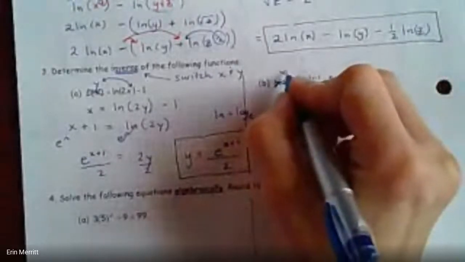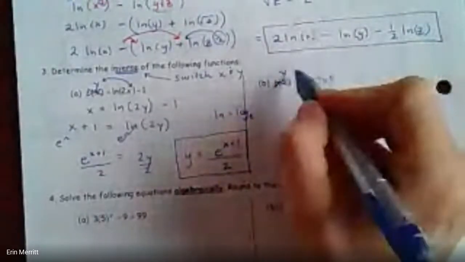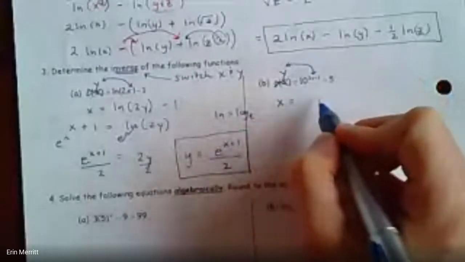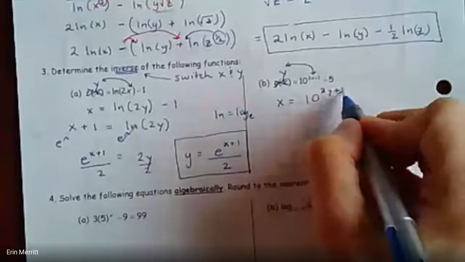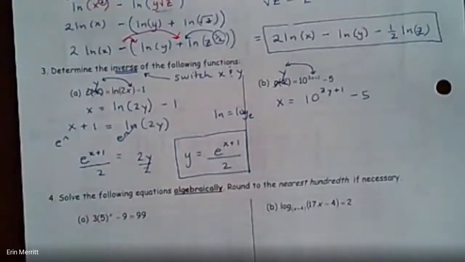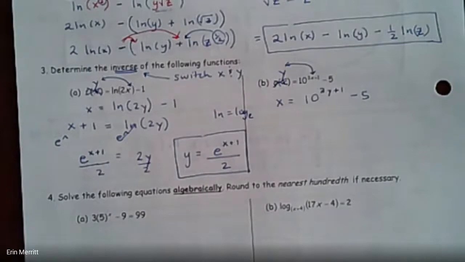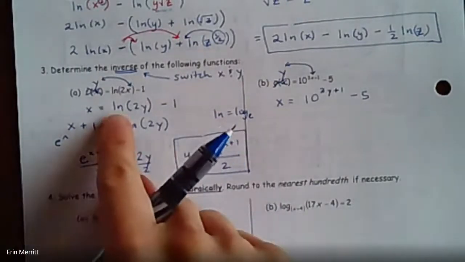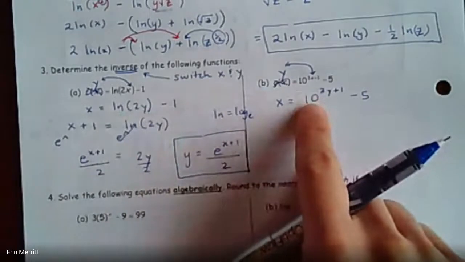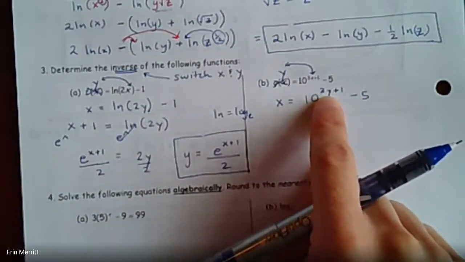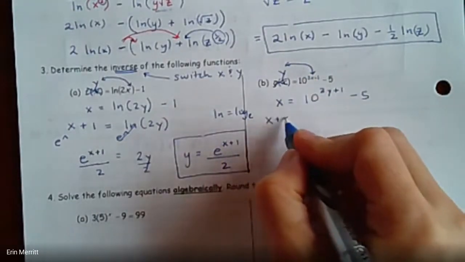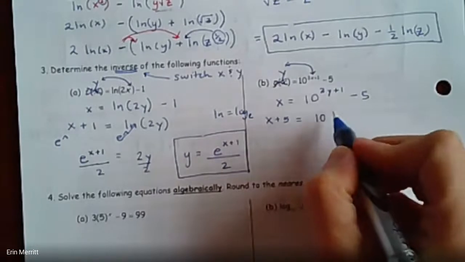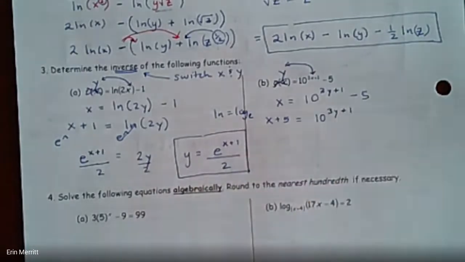Same type of thing goes for this next one. So remember that that's just y, and now I'm going to switch my x and y. So x goes on the left, 10 raised to the 3y plus 1, and then all of that minus 5 on the right. All right, so now it's the opposite. It's an exponential equation, which means instead of getting the log by itself like we did back here, you're going to need to get this base 10 raised to whatever power by itself, which really just means move the 5 out of the way. So let's make it x plus 5, and then equals 10 raised to the 3y plus 1.